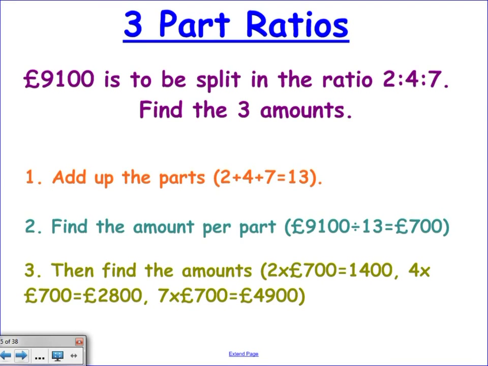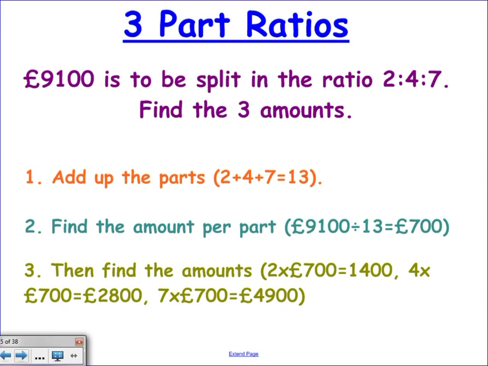If you get a totals type question, it's exactly the same, where if you have a total, you add the parts and you divide the total by the number of parts. So here we've got £9,100 split in the ratio of 2 to 4 to 7. So all you need to do, add the parts up to get 13, divide 9,100 by 13, you work out it's £700 per part, and then you just multiply 2 by 700, 4 by 700, and 7 by 700. So there's nothing different than what you do to a 2-part.